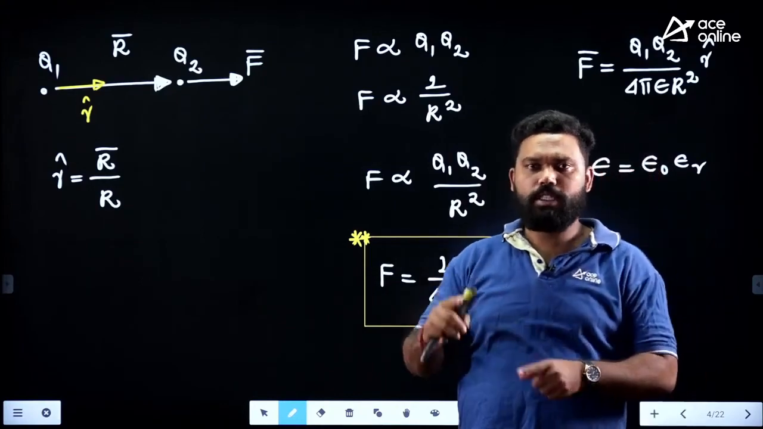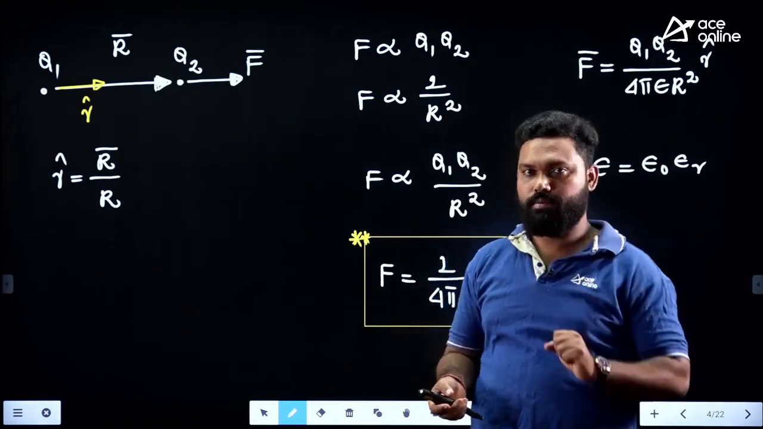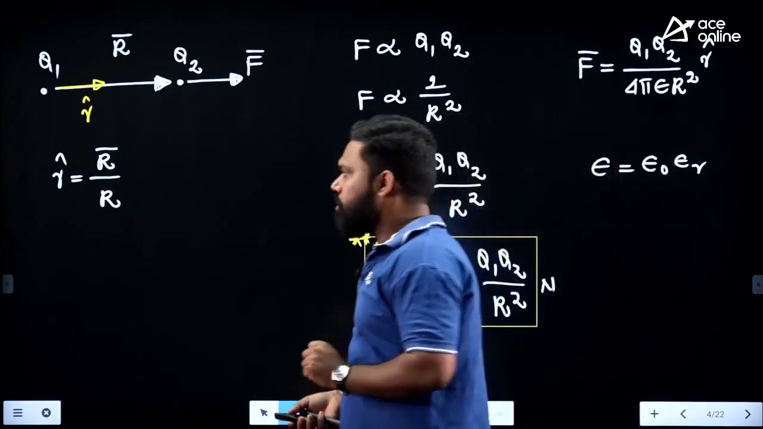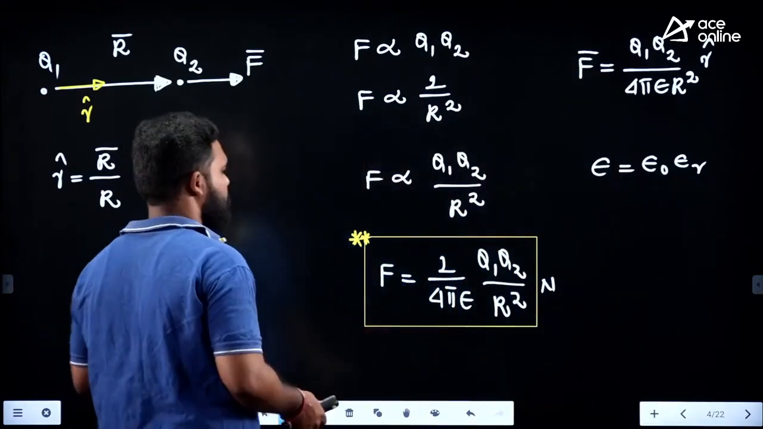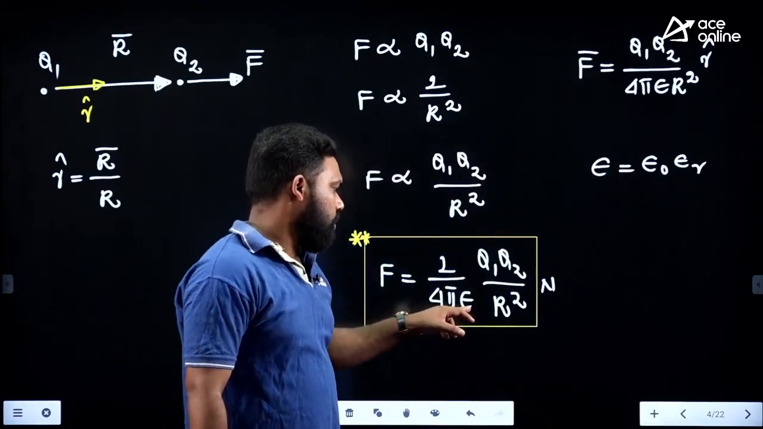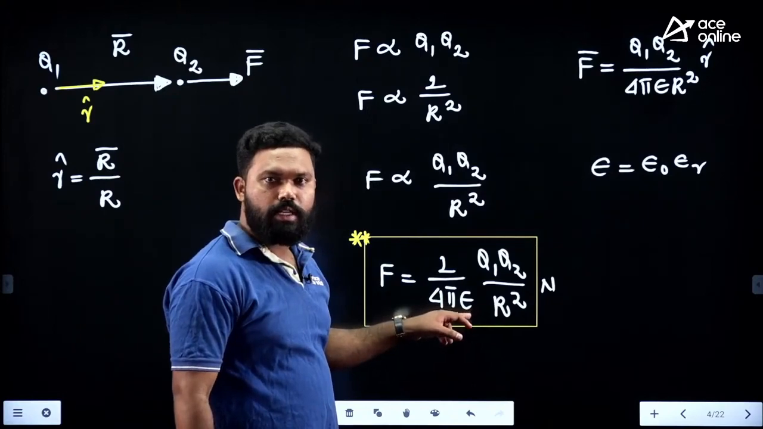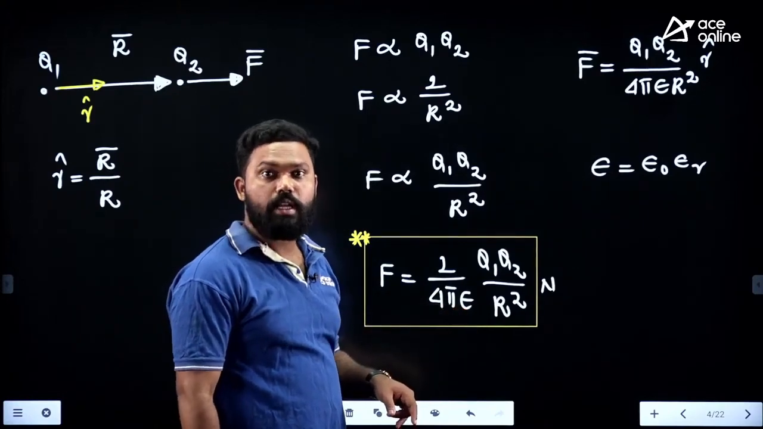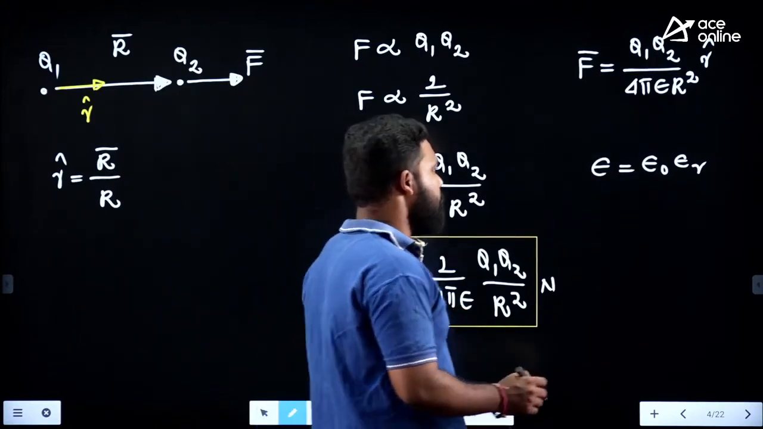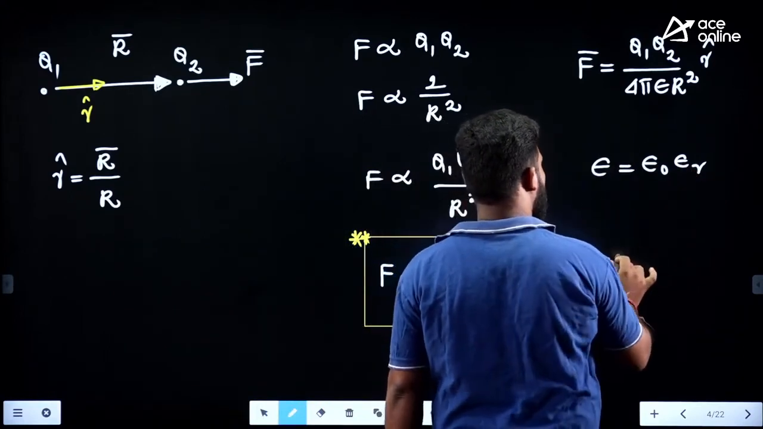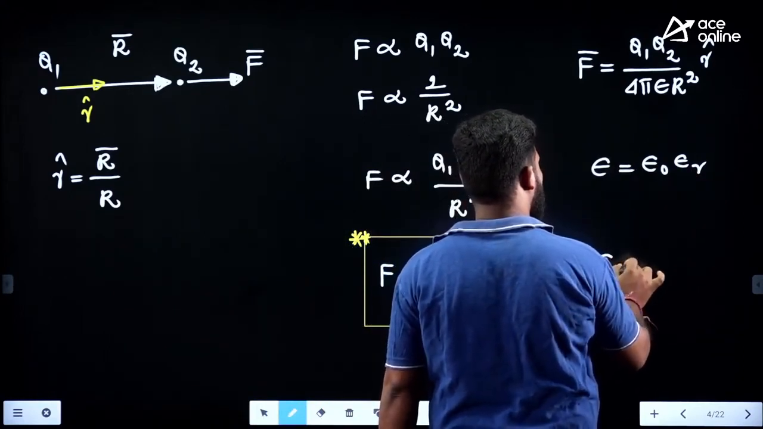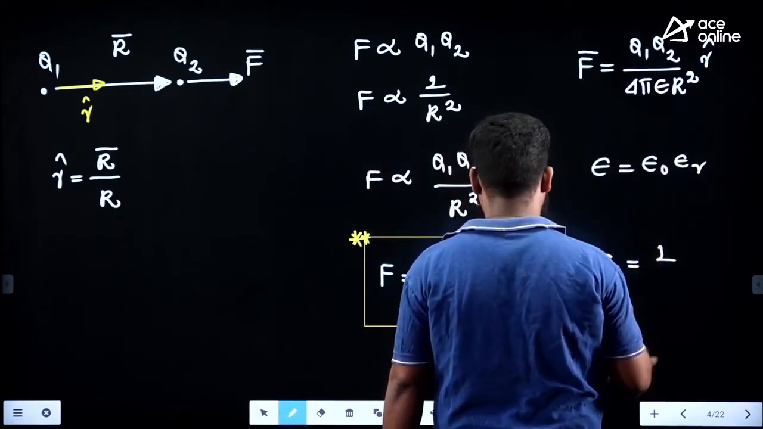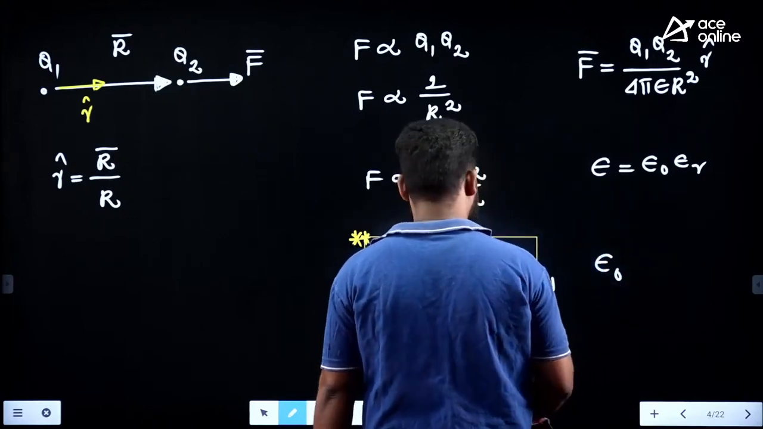Not only these two points, there is one more point, what is called the medium. In which medium are you placing these charges? So what is this epsilon? It is a medium parameter. What is this epsilon naught? It is called absolute permittivity, whose value you have to remember.